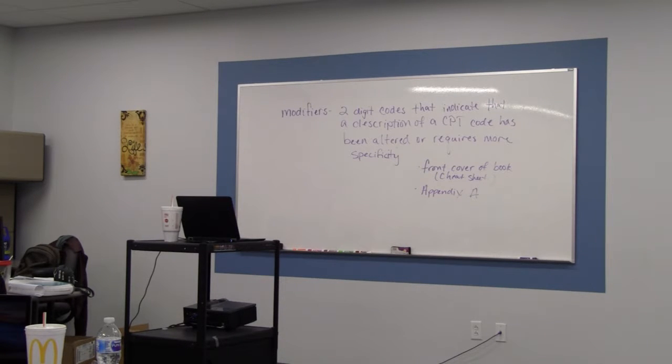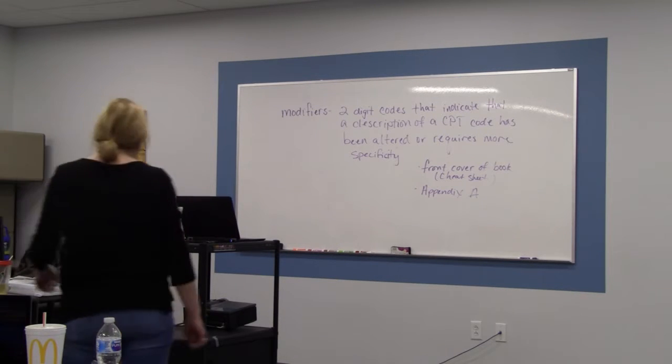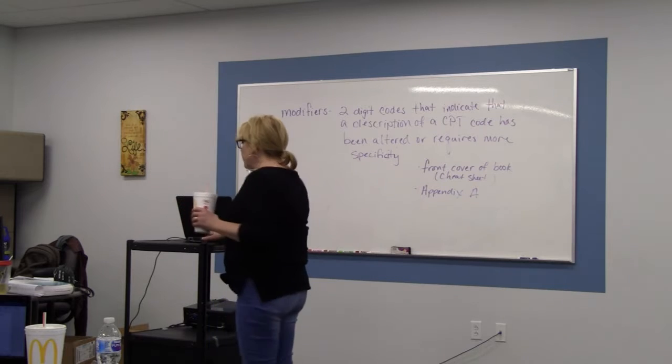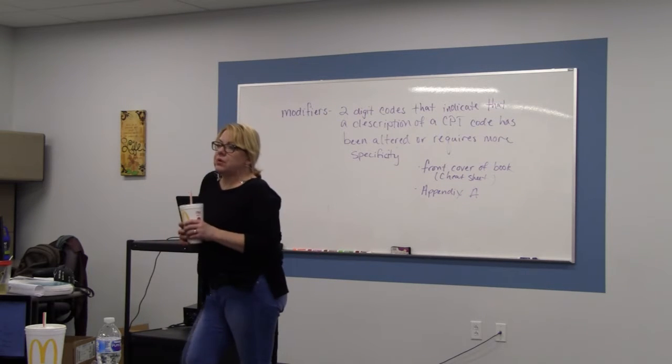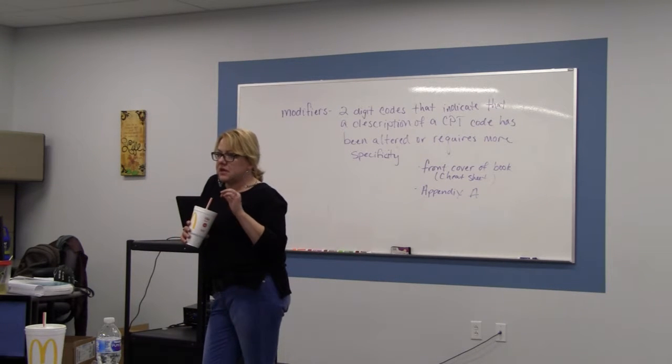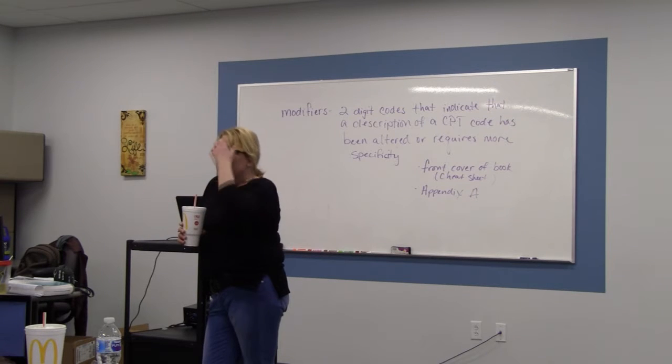So for example, here's one that is used all the time, the 59 modifier. The 59 modifier says distinct procedural service. One important thing to remember about CPT codes is the concept of bundling and surgical packages, meaning what is all included? Because remember, this is stuff we're doing. So we want to remember that some things are bundled together into one service.